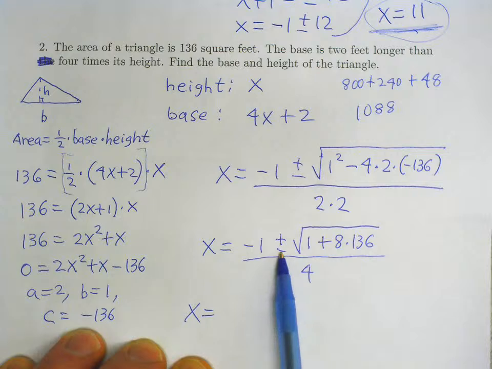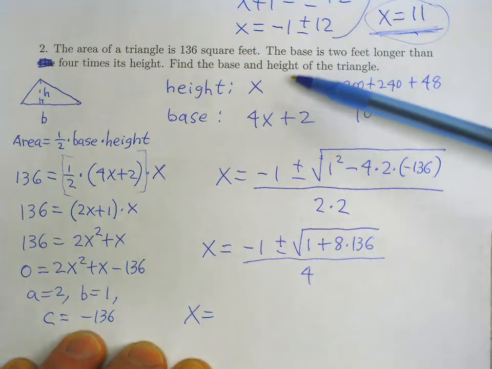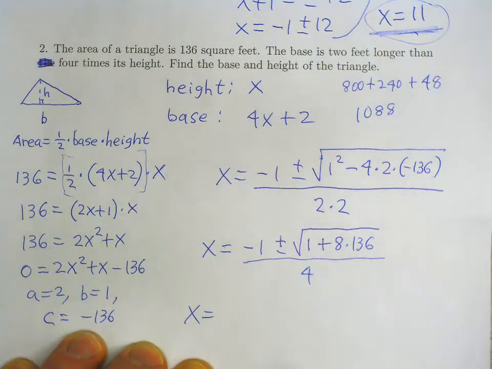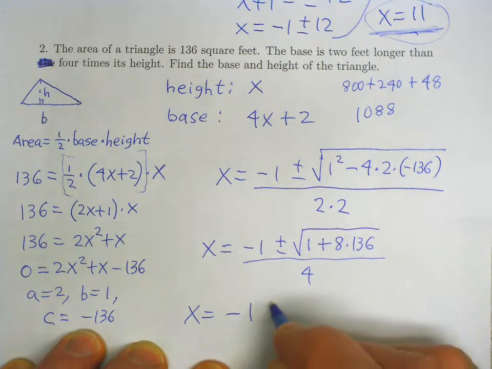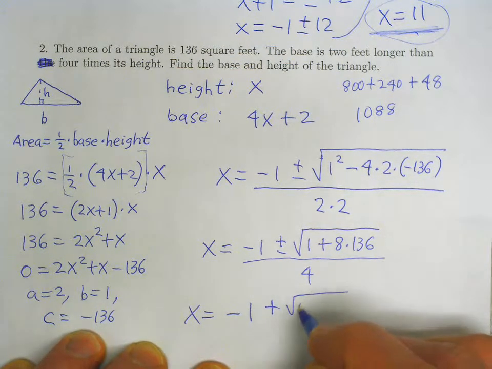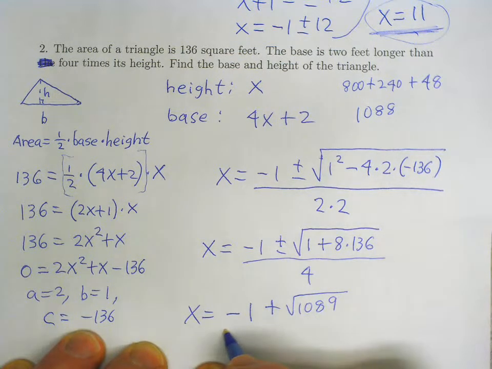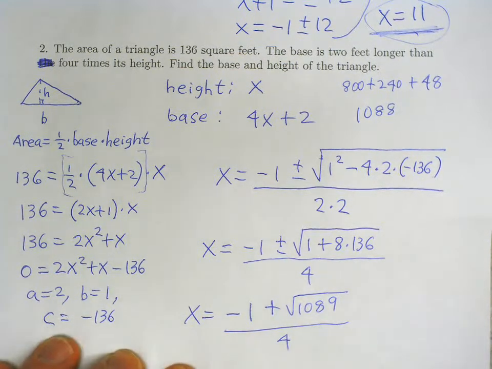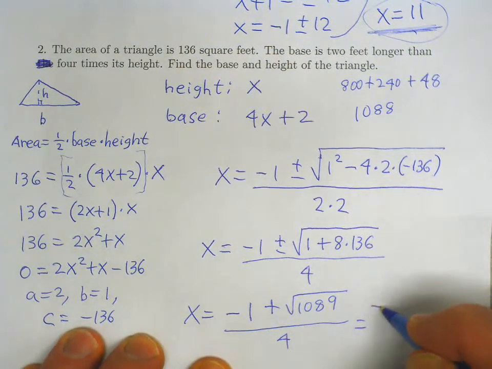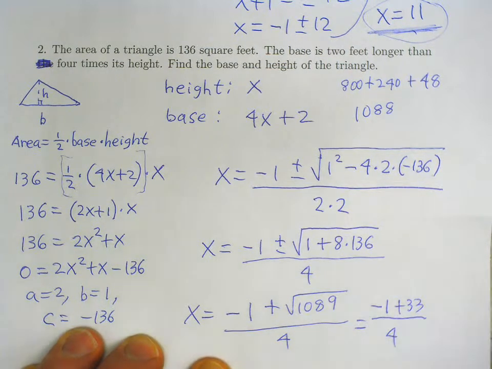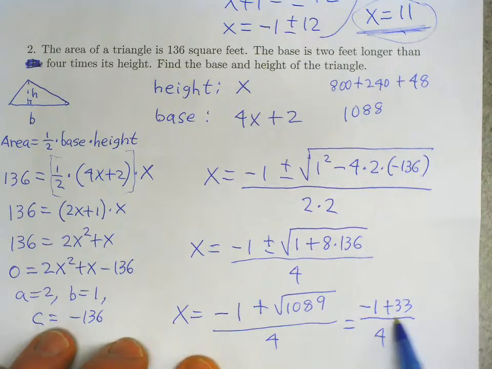The one that we get by subtracting is negative, but in the context of the problem, a negative answer doesn't make sense. So I'm just going to write down the answer we get when I write negative 1 plus the square root of 1089 divided by 4. And the square root of 1089 is just 33. So it's negative 1 plus 33 divided by 4. Negative 1 plus 33 is 32. 32 divided by 4 is 8.